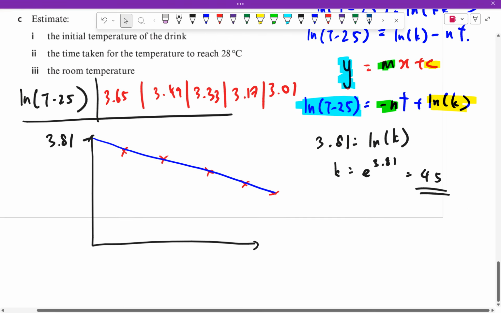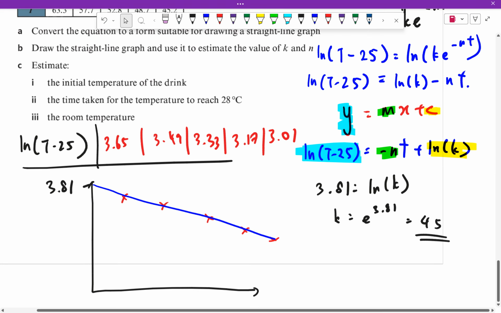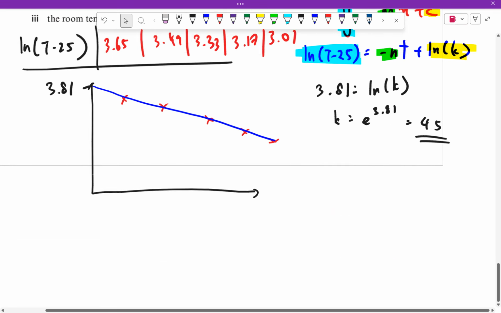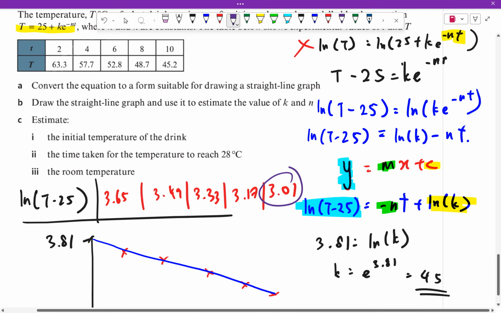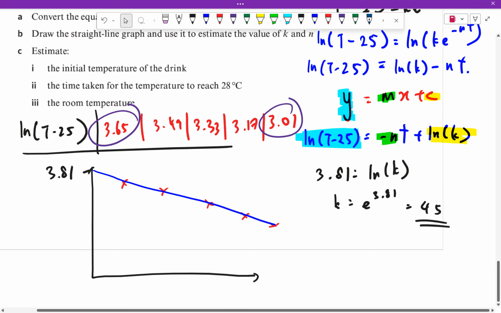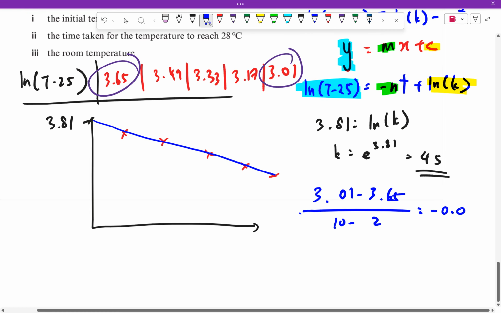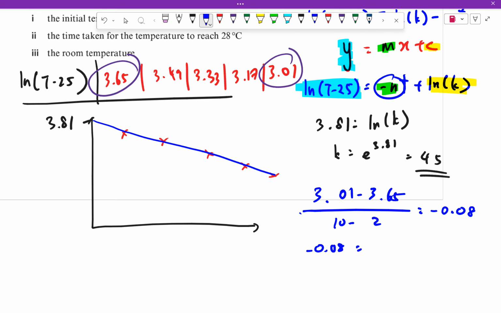What about the gradient? For the gradient, we just pick any two points. Our x is t, and our y is ln of t minus 25. So let me choose these four points. Let me use a different color pen. So 3.01 minus 3.65 over 10 minus 2, which equals negative 0.08. So this negative 0.08 equals negative n, so n equals 0.08. Done.